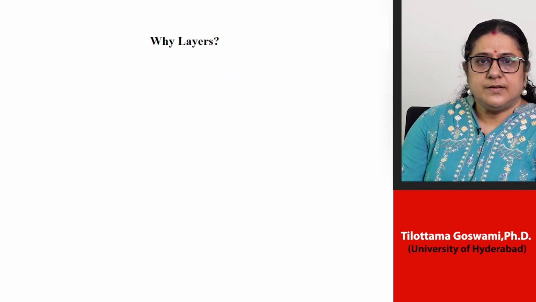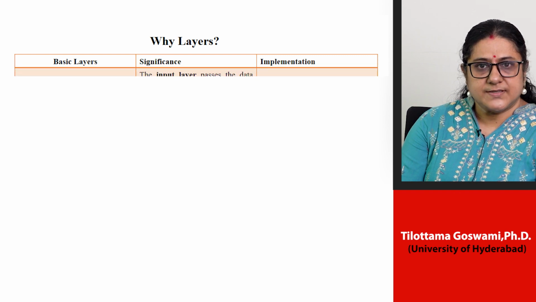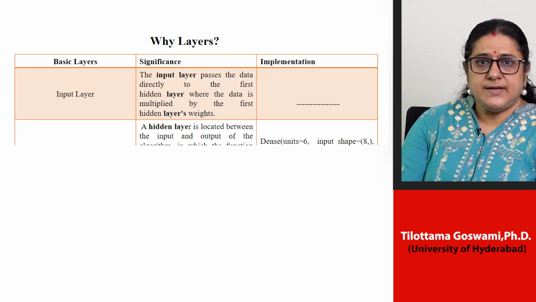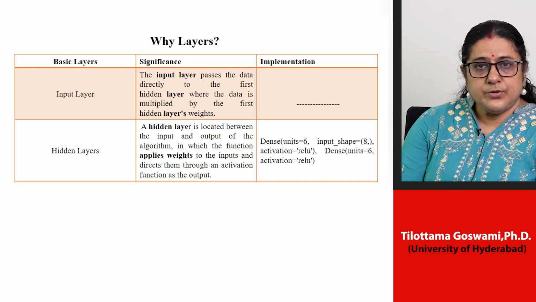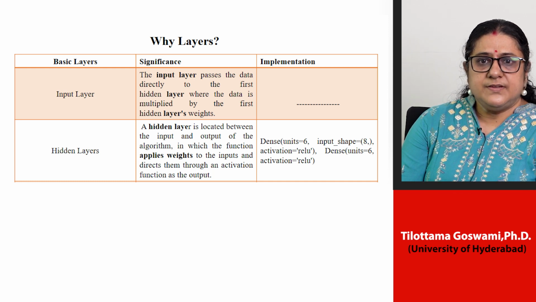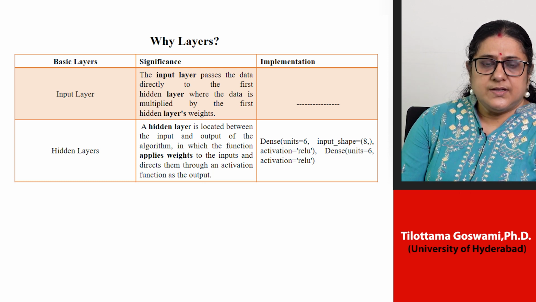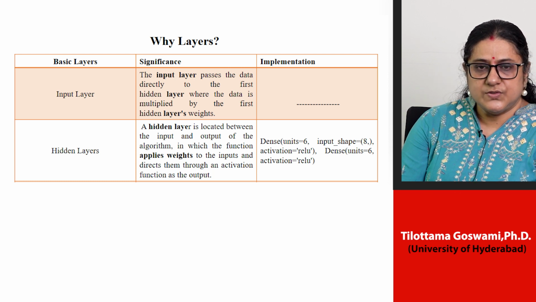In the input layer, it passes the data directly to the first hidden layer, where the data is multiplied by the first hidden layer weights. Coming to the hidden layers, they are located between the input and the output of the algorithm, in which the function applies weights to the inputs and directs them through the activation function as the output. In implementation using Python, there's the dense. You can use the Keras library, where dense is the function where we can mention the units, input shape, and the activation function used. In this example, the activation function used is ReLU.